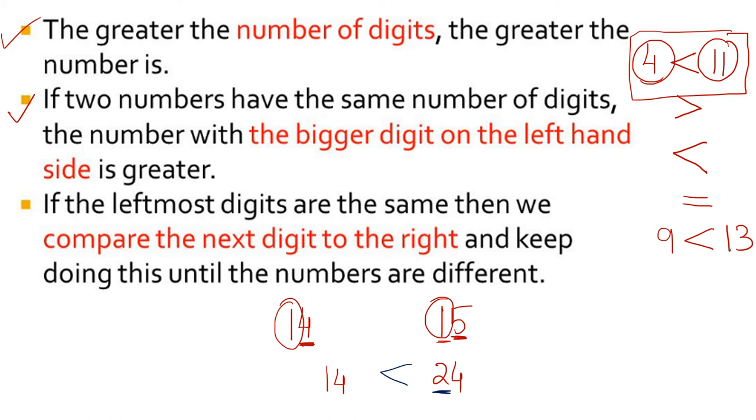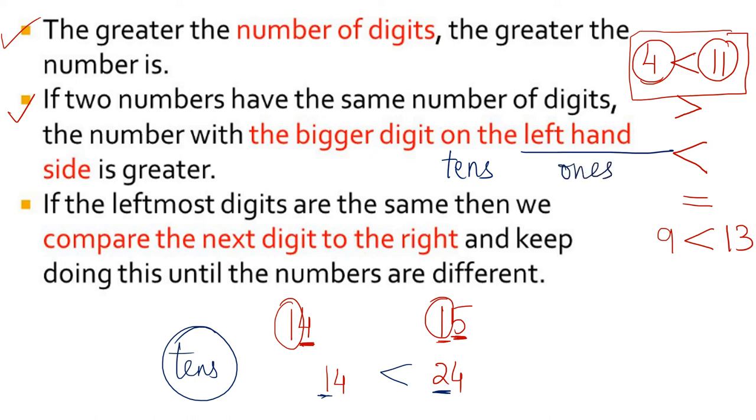Why? Because the left hand side number, left hand side as in the tens place. This needs to be clear to the students. The digit on the left hand side means the tens place. The digit on the right hand side means the ones place. So if the tens place of both of them is the same, compare the number at the ones place. That is rule number 1.